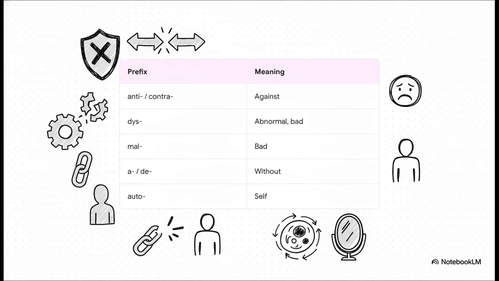You've got ante and contra, which both mean against. Think of an antibiotic, which works against bacteria. Then you have dis and mal. These are basically red flags. When you see them, you know something is bad or abnormal. And auto is a really interesting one. It means self, like in an autoimmune disease, where the body's immune system is literally attacking itself.